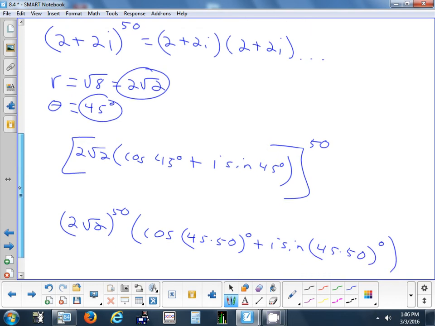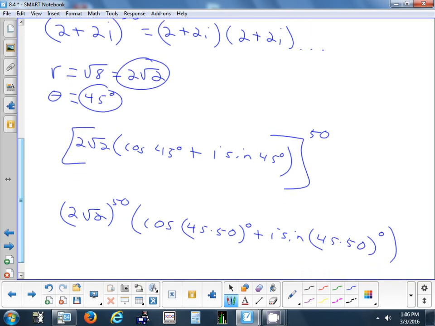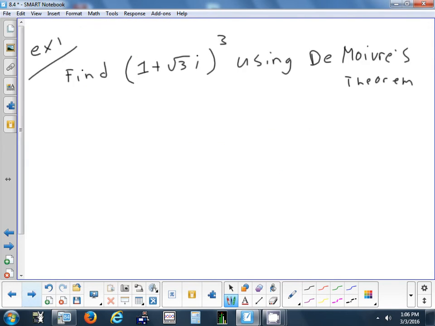All right, so we'll go through a couple problems. I'm not going to do something as big as the 50th power, but we'll try. We'll just try cubing something. Now, cubing, the advantage isn't as great. I could probably cube this by hand the way it is reasonably fast, but we'll practice with DeMoivre's theorem.